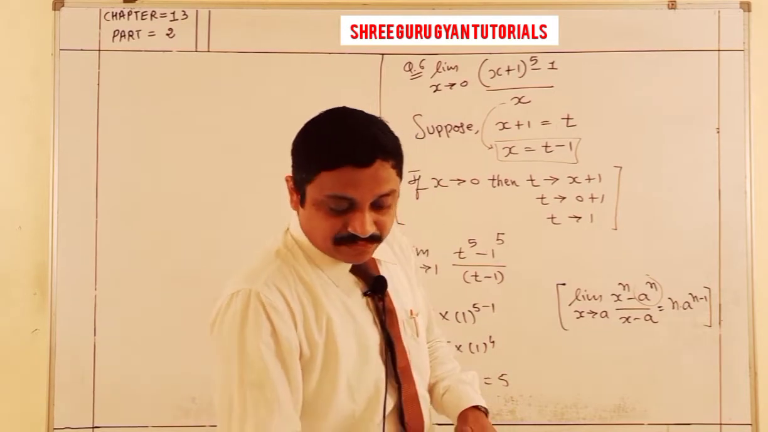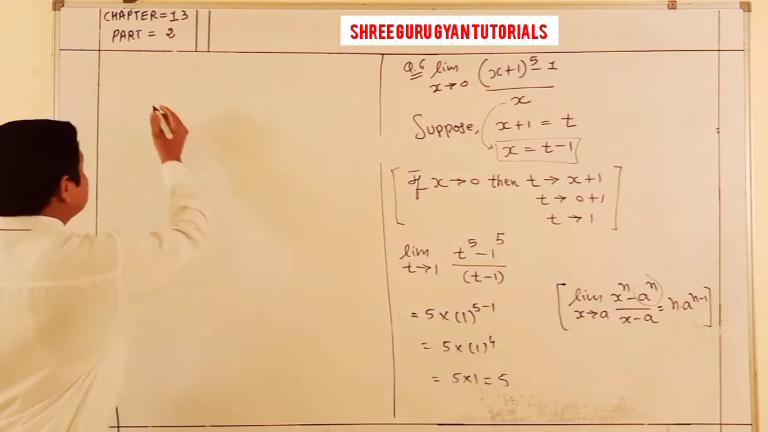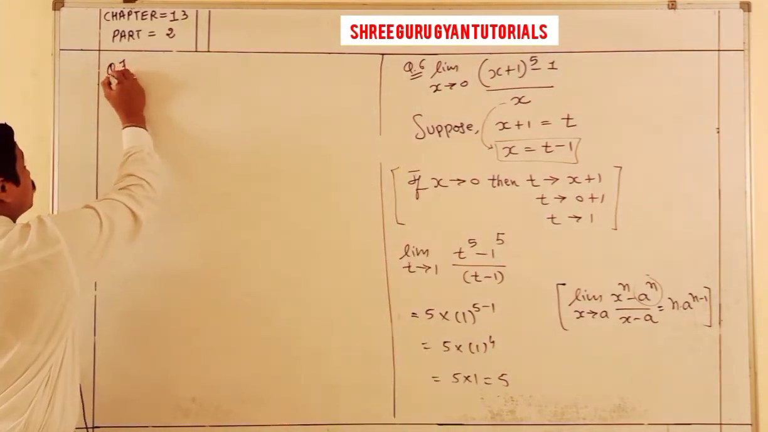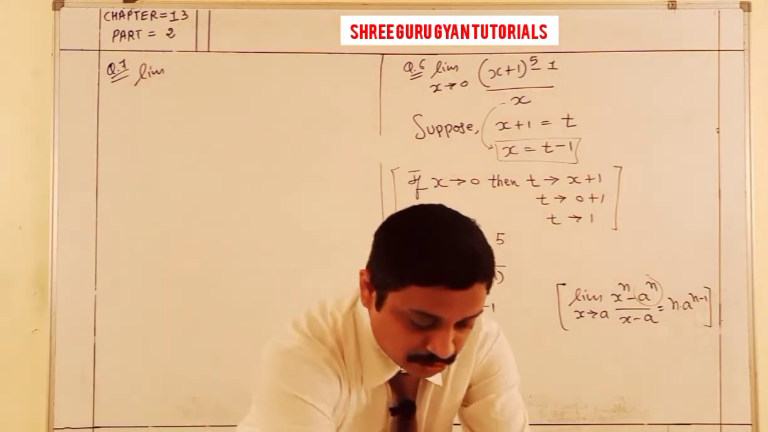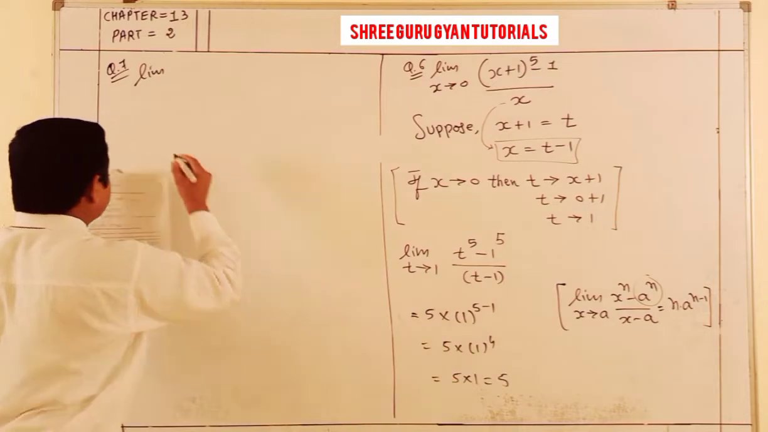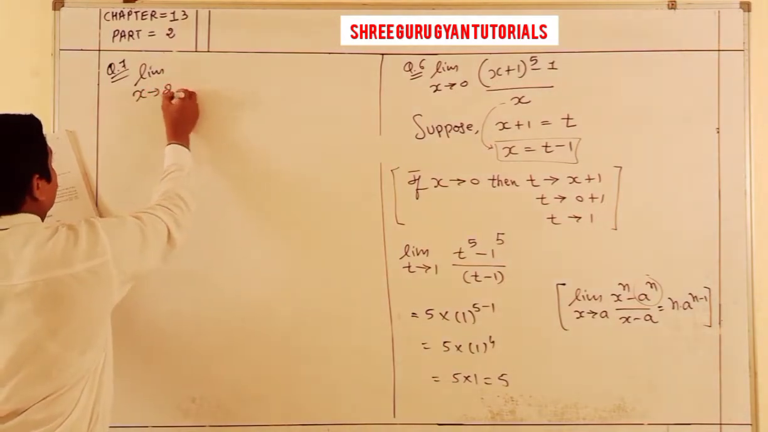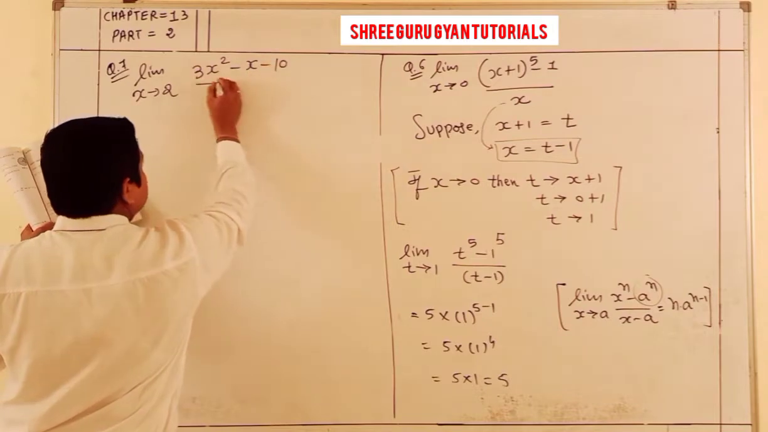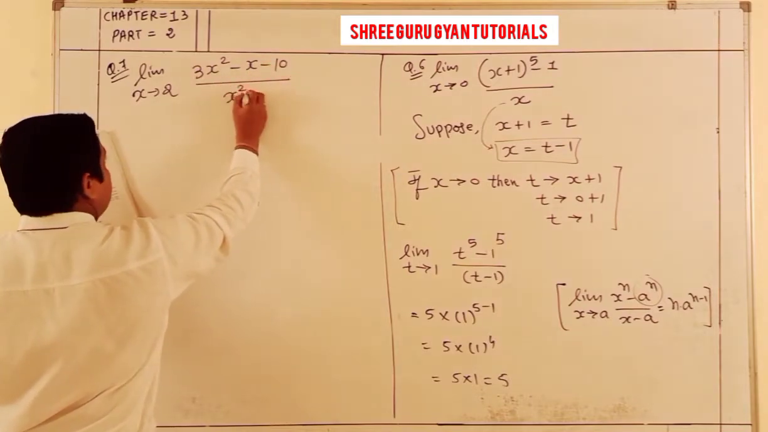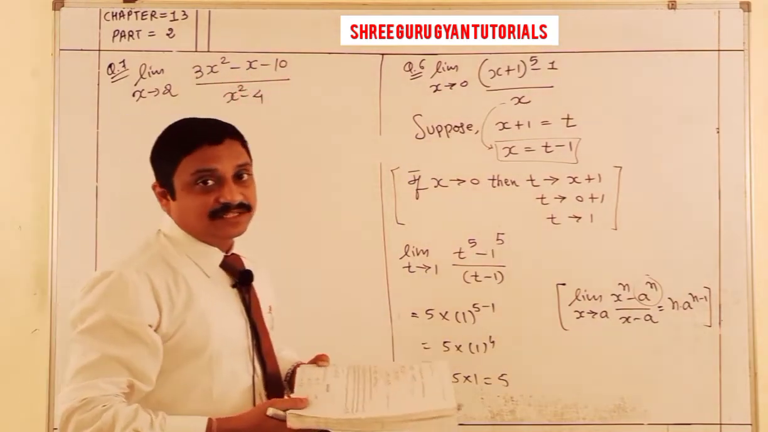Seventh also. Now, big question, let's start. Limit x tends to 2, (3x² − x − 10) / (x² − 4).